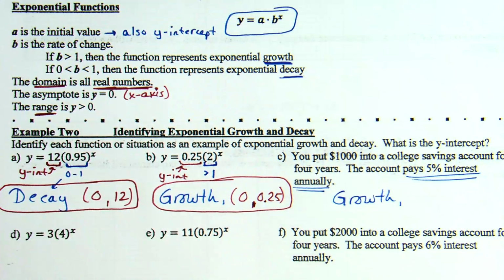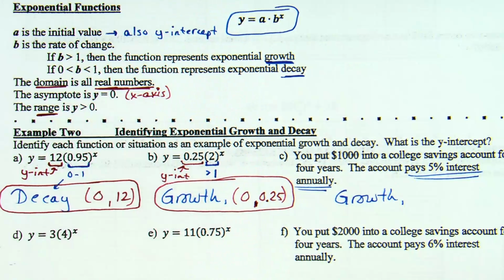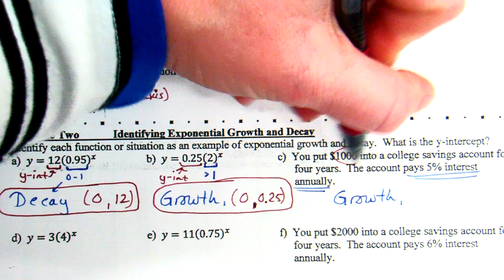Now, the question asked for the y-intercept. Up above, I defined what the y-intercept is. What is that also? Yeah. If I think in terms of a science problem, when you're talking about growth and decay, your y-intercept is your initial value. So what's my y-intercept going to be here? Because where did my account start? It started at that $1,000 I deposited in there 4 years ago.